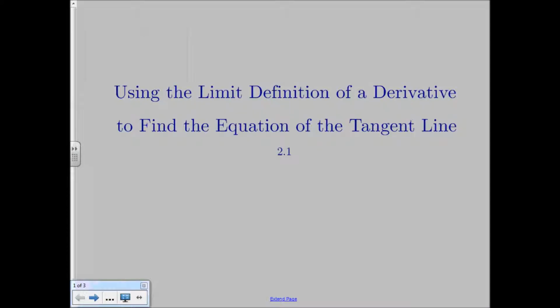Hi, so what we're going to talk about now is how to actually use that limit definition of a derivative that was covered in the last video to find the equation of the tangent line. So finding the equation of the tangent line is a very important type of problem in calculus. You're going to do it a lot.